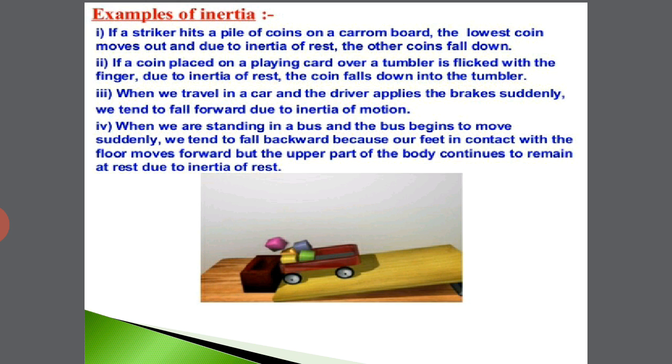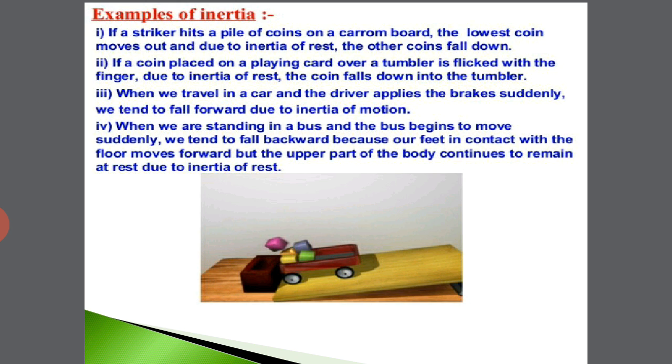When we travel in a car and the driver applies the brake suddenly, we tend to fall forward due to inertia of motion. When we are standing in a bus and the bus begins to move suddenly, we tend to fall backward because our foot, in contact with the floor, moves forward, but the upper part of the body continues to remain at rest due to inertia of rest. Okay, got it? You can see in the picture also.